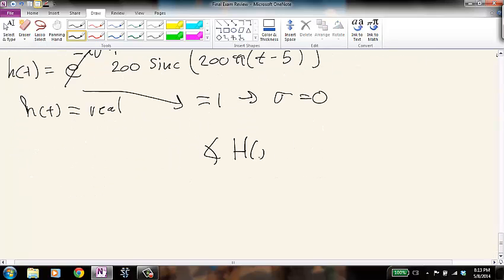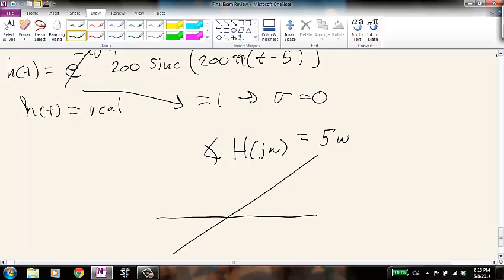So what we've really done here is said that if we plot this phase, it will look like this. The slope of our phase is our group delay.